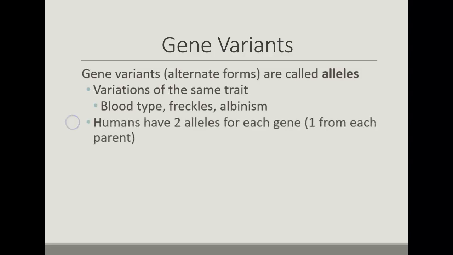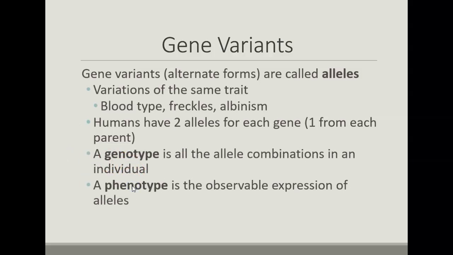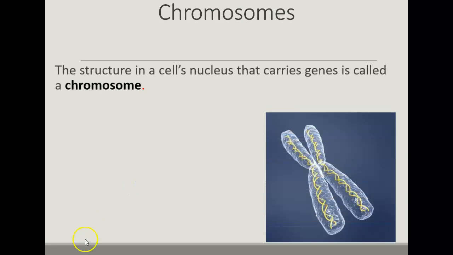So for each trait, humans have two alleles. You get one from each of your parents, one from mom and one from dad. And the combination of how they interact with each other tells us what trait you're actually going to have. So your genotype is the combination of alleles that you have, and your phenotype is the actual observable expression of those alleles. Do you have freckles? Do you have type A blood or type B blood? Those are phenotypes.